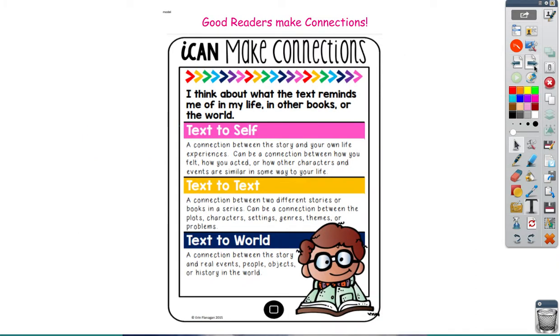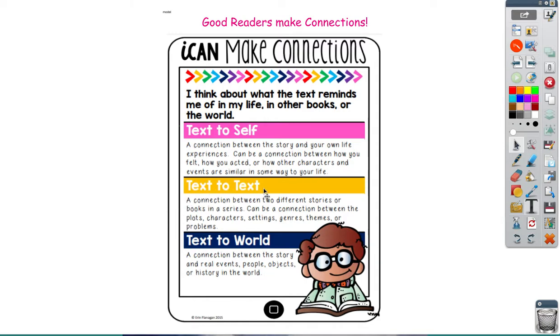Welcome back, guys. Today we are going to be focusing on making connections between two texts. During the week, you read the journey migration stories, and today you're going to read another text, The Grasshopper and the Ant. And we're going to be making connections between those two texts.